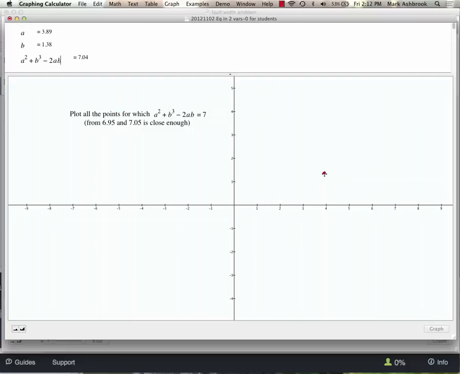Do you have two or three points plotted already? Hopefully you do. There are some in all four quadrants. It's a little bit after 3 on the x-axis, and is it going to?